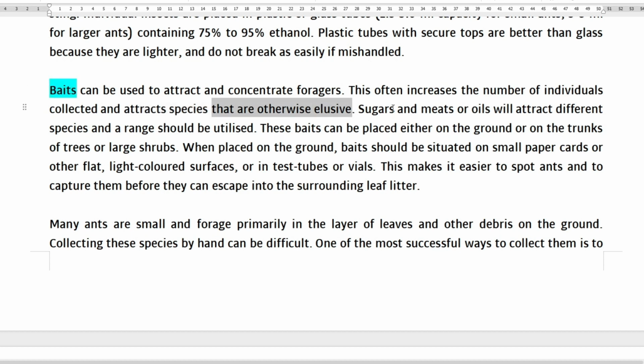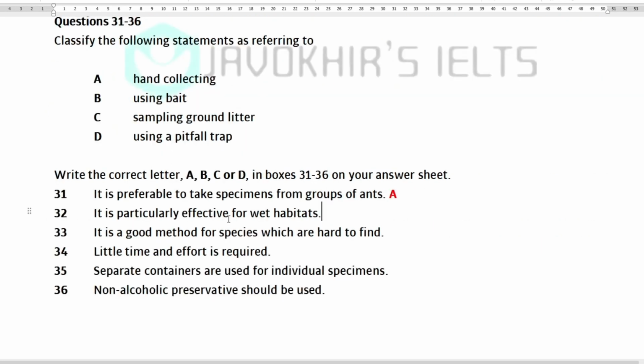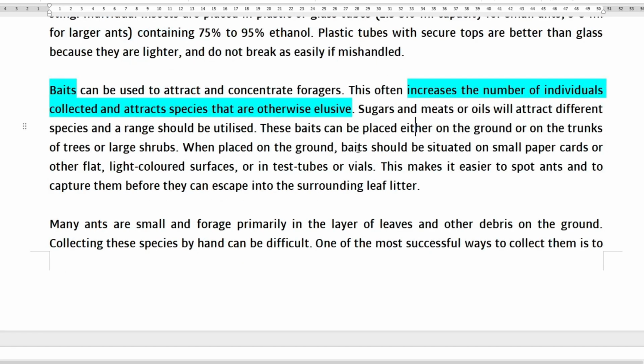So this often increases the number. Sugars and meats or oils will attract. So what is it saying here? It is particularly effective for wet habitats.